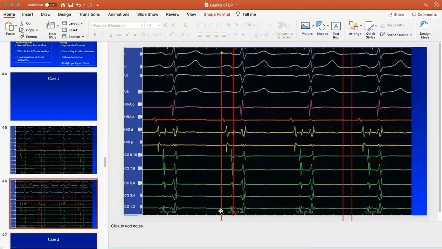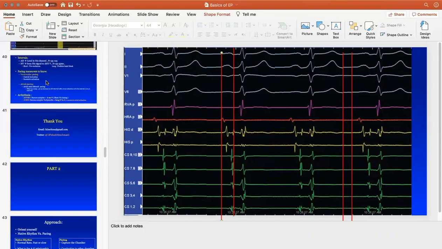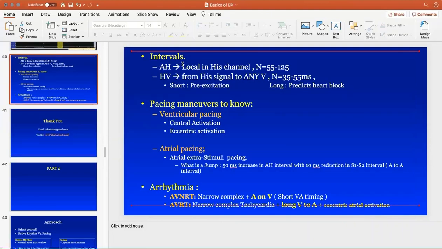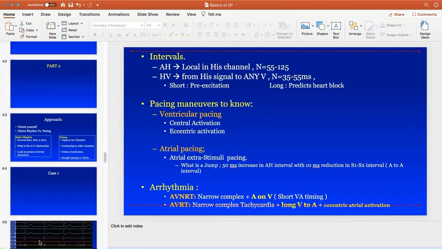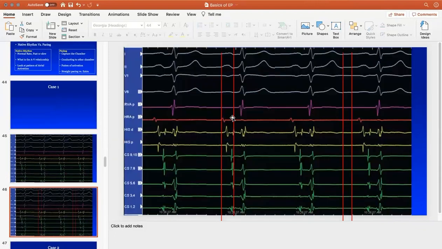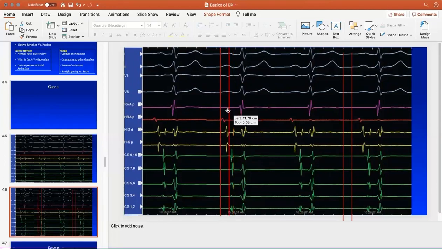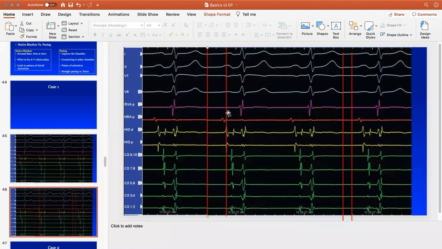There is a big distinction between the AH and the HV. We say the AH is a local signal that is measured only at the Hess channel. So let's take it back. If we want to measure the AH, you put the line on the Hess, which is right, but your A should be the A in the Hess channel. It's not your HRA, because there is another interval from this to this. Can you tell me what this interval represents? You have from the A at the HRA to the A at the Hess. What does this interval represent?